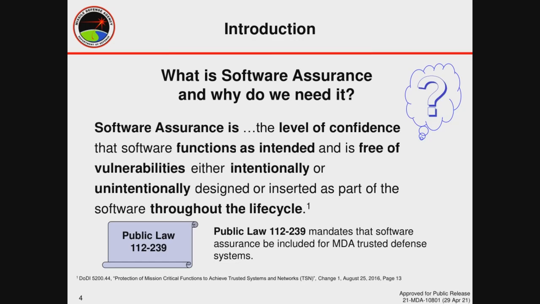So, what is software assurance and why in the world do we need it? Software assurance is really the level of confidence that software functions as intended and is free of vulnerabilities, either intentionally or unintentionally, designed or inserted as part of the software throughout its life cycle.